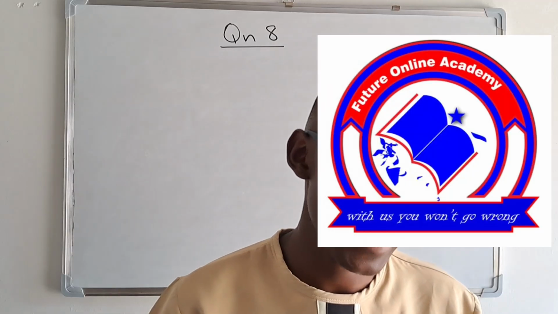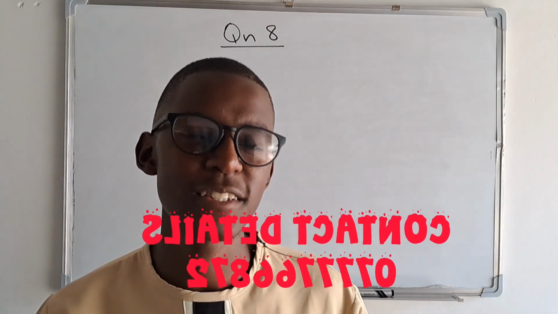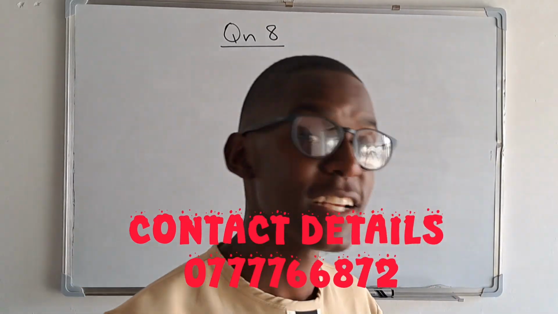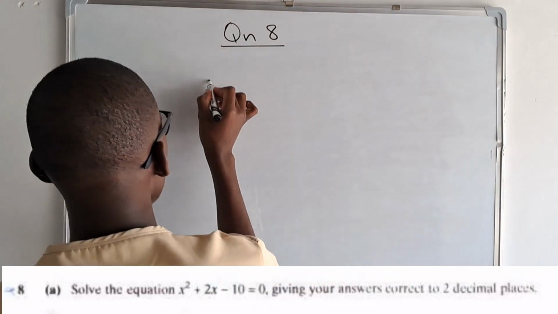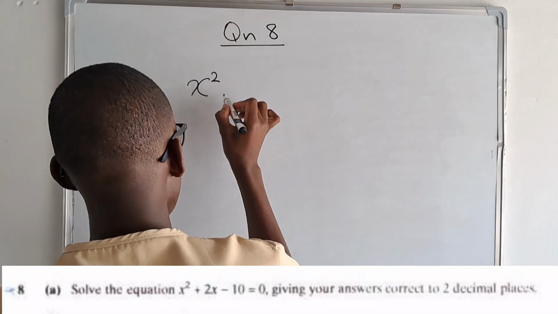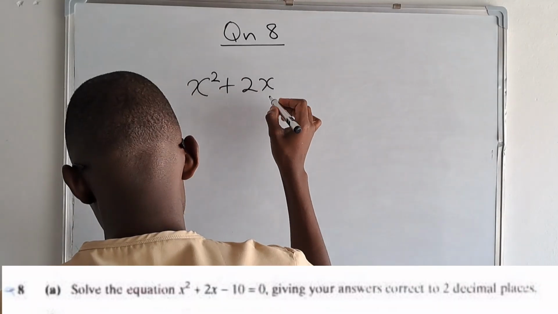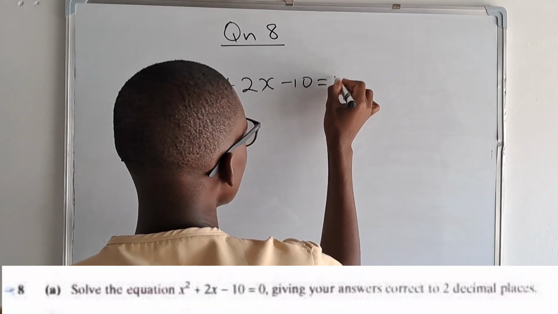Today we are looking at a past examination question. Without wasting much of your time, let's dive into the question. The question is on the screen. Solve the equation x squared plus 2x minus 10 is equal to 0.